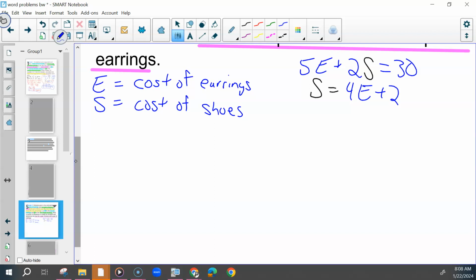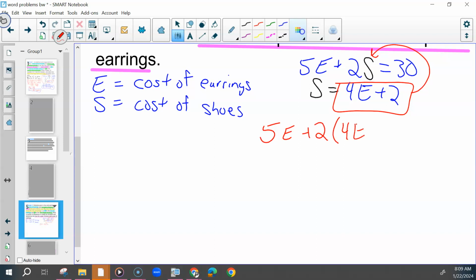So the last problem we did, we could have done elimination, we could have solved by graphing, it didn't really matter. This one is set up well for substitution, so we're going to do that. We're going to take this and put it back into the other equation where S is. And then distribute and solve.